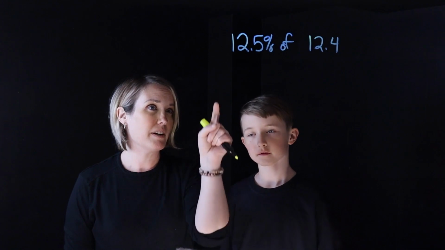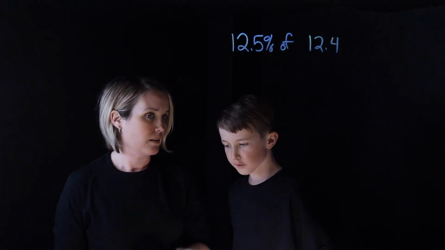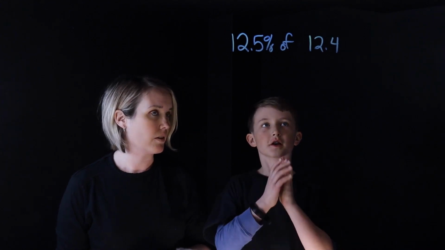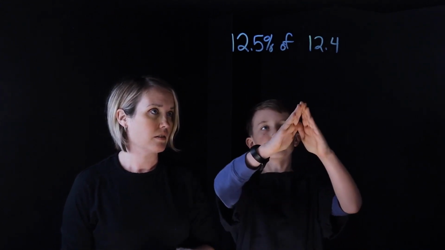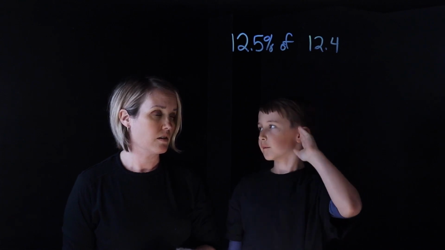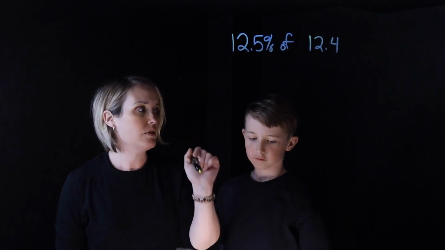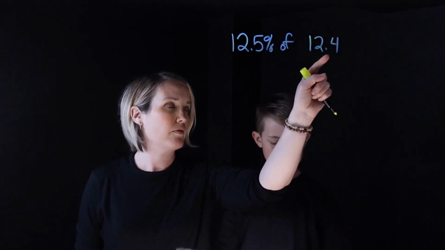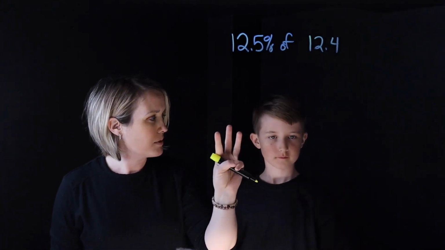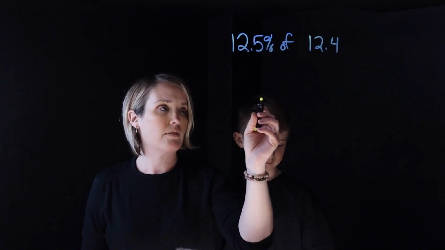Okay, Louie, how are we going to find out 12.5% of 12.4? So first we're going to think of it as money. And we're just going to split this 3 times into equal groups. So I think what you're trying to say is you're going to divide 12.4 by 2 three times in a row to make 8 equal groups. Yes. So let's show everyone what that looks like.